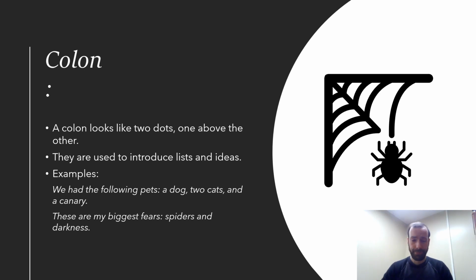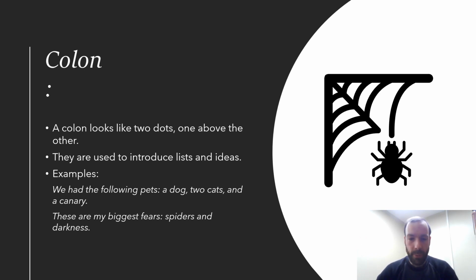A colon. A colon is a dot above a dot. And it's used to introduce lists and ideas. Again, this is not a very common type of punctuation. I would not use it if I was a beginning writer. But you'll notice I've been using it when I'm providing examples. I'll say example or examples, and then a colon, and then I'll provide a list of several examples.